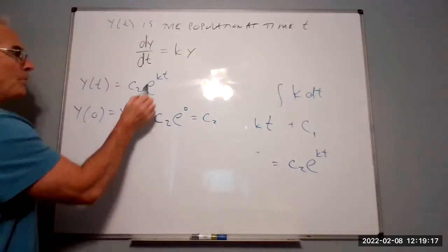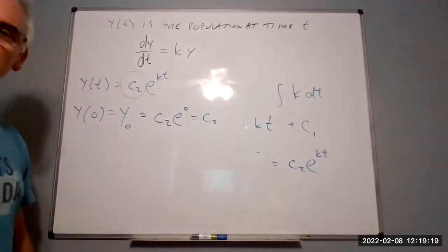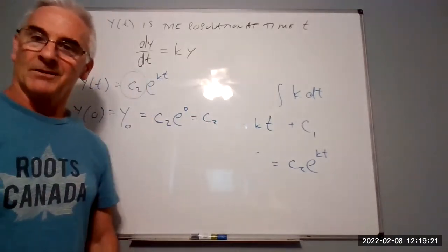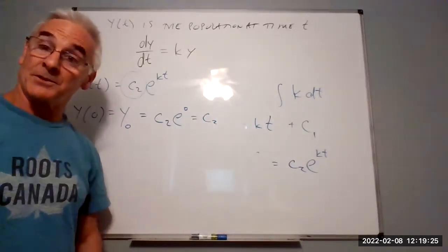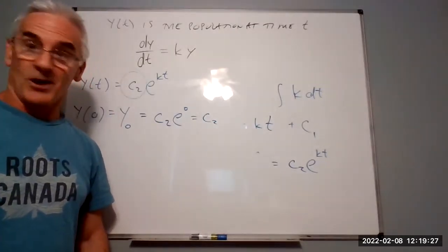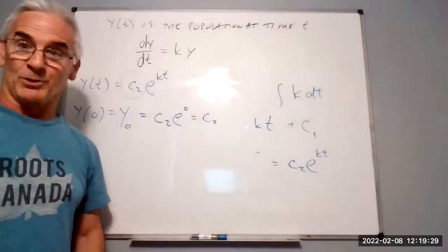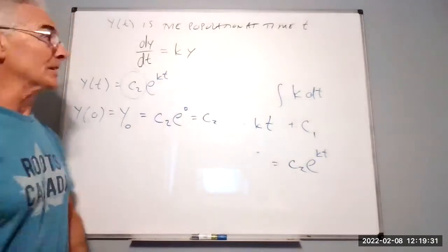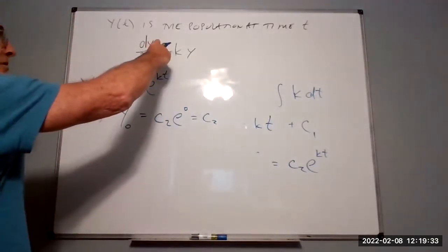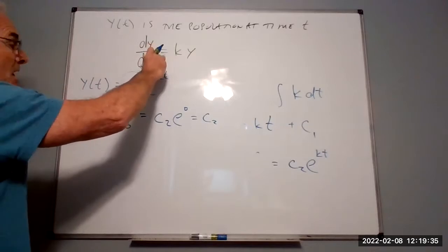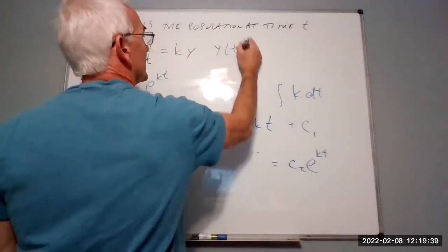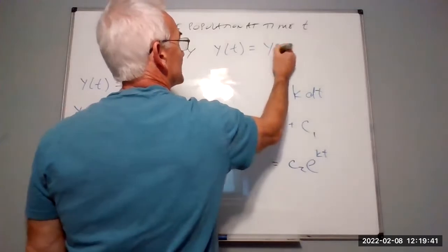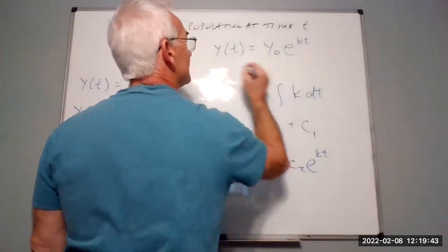So that arbitrary constant in front of the e is not arbitrary at all. It's actually the starting population. Oh, not arbitrary, not any real number. It's very specifically the starting population. We have just solved this differential equation. The solution of this differential equation is y of t equals y0 e to the kt.